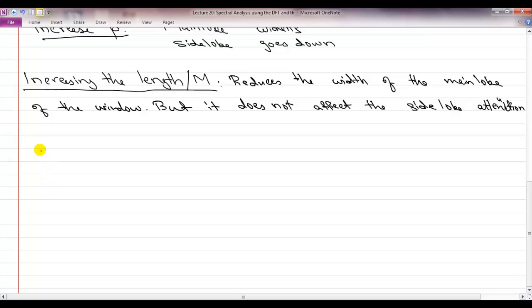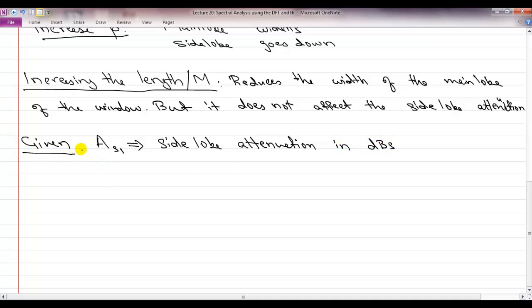So a simple procedure will be that you are given ASL, which is the side lobe attenuation in dBs. And the second thing you are given is delta ML, the width of the main lobe. Since the side lobe is independent of the length of the window, and the length of the window only affects the main lobe width, the first thing you can do is figure out what is the right beta that helps you achieve that side lobe.